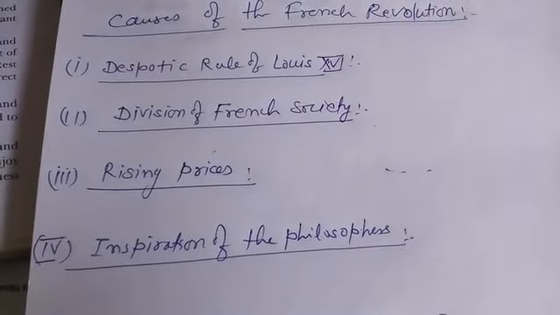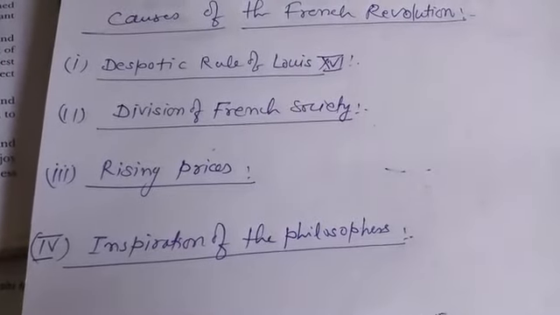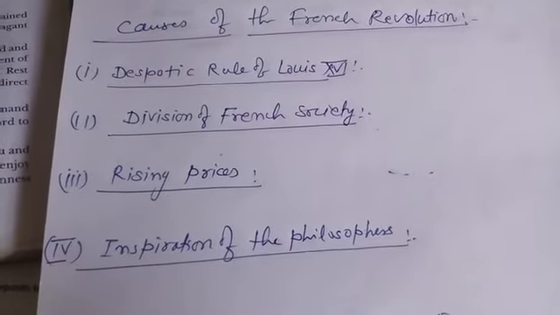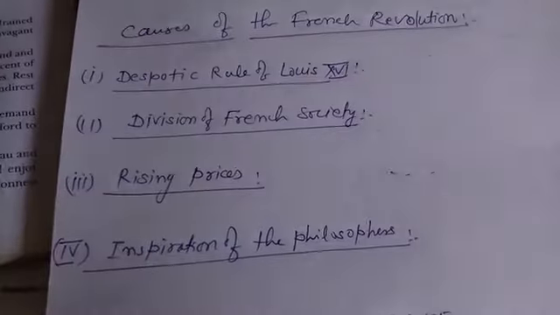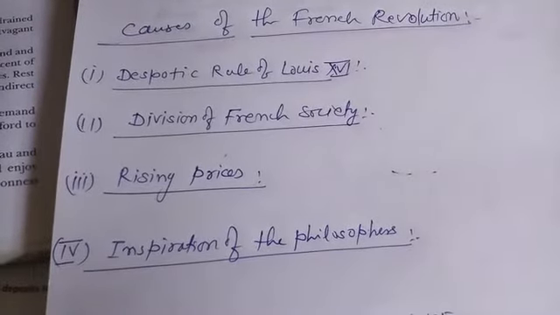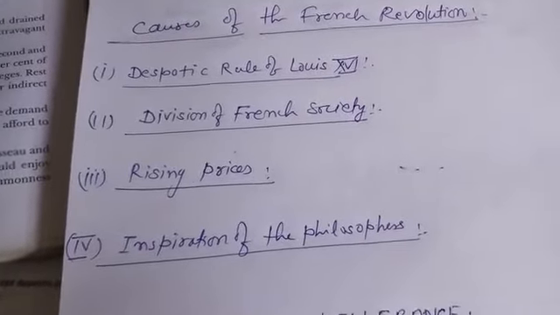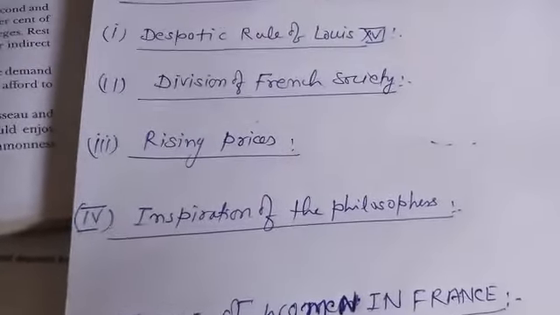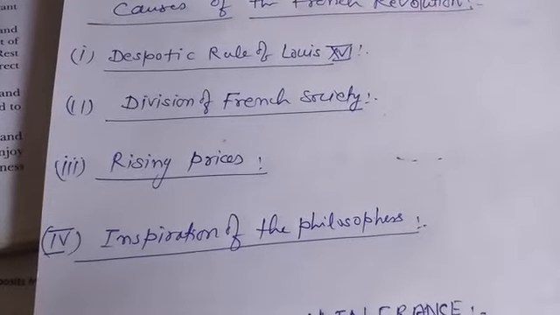The second reason was the division of French society. French society was divided into three estates: first, second, and third. Among them, the first and second estates had 10% of the total population and were the clergy and nobles. Dear students, you have to know that the people belonging to the first and second estates were clergy and nobles. They enjoyed all privileges.